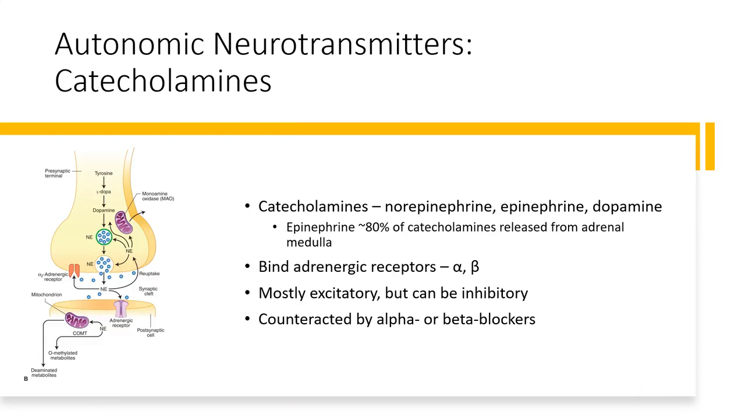Our catecholamines include norepinephrine, epinephrine, and dopamine. Epinephrine makes up about 80% of the catecholamines that are released from the adrenal gland. Catecholamines bind adrenergic receptors, and we'll talk about two types, alpha adrenergic receptors and beta adrenergic receptors. Most catecholamines are excitatory, but depending on the dose and the location of the receptors, they may be inhibitory. Catecholamines can be counteracted by alpha or beta receptor blockers.